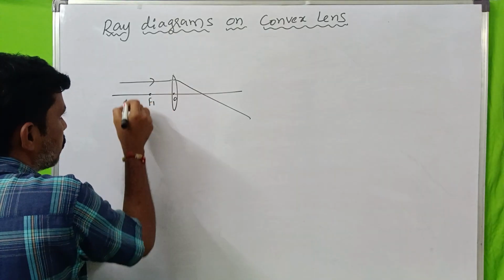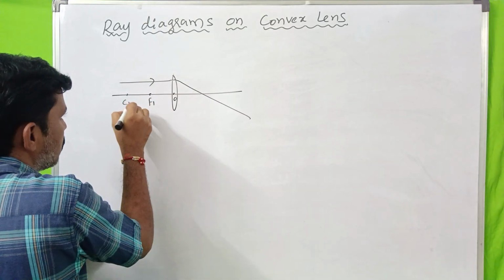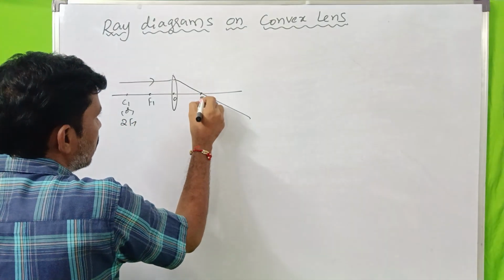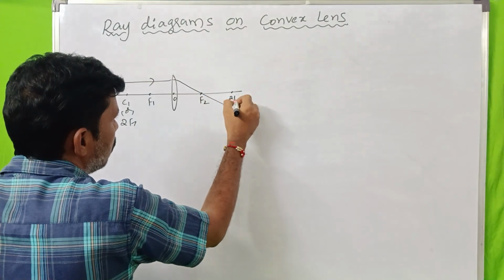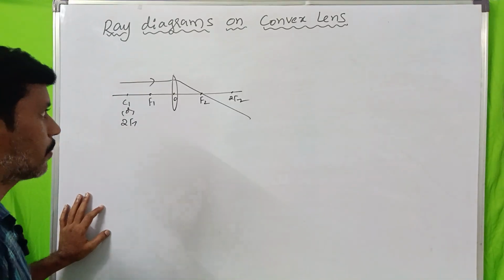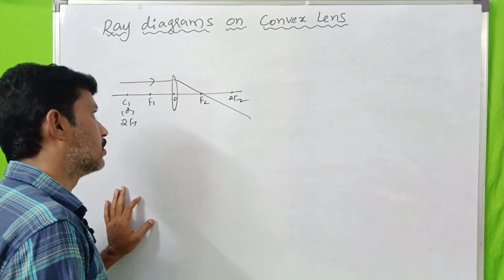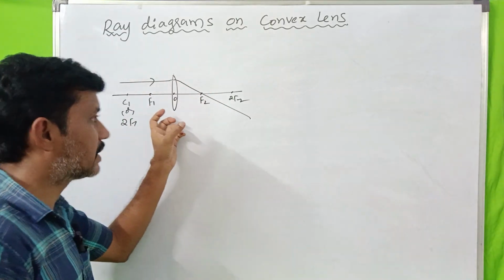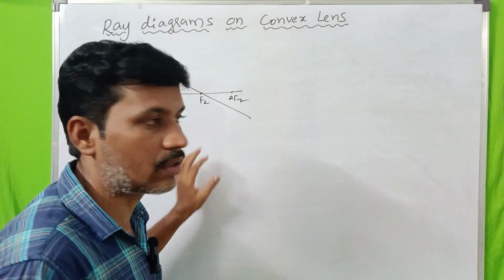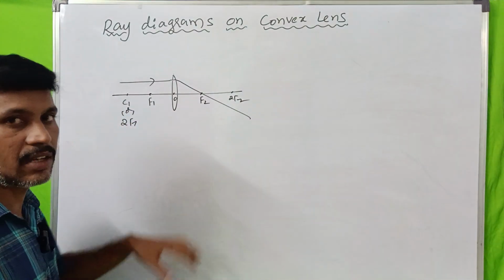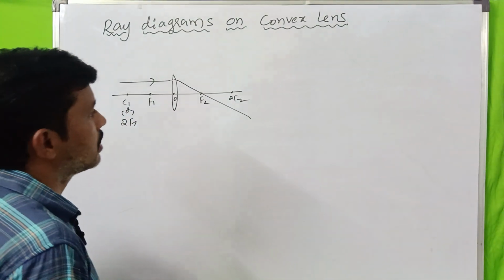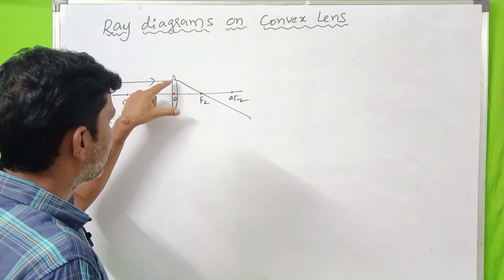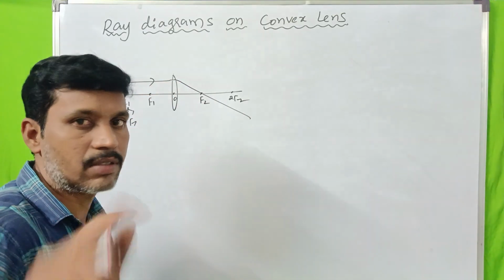So it has a focus point, and the center of curvature is represented by 2f1, and on the other side another focus point and 2f2. In another video you can see all the terms related to convex lens or concave lens and their definitions. Coming to the point, if any parallel ray, after refraction, passes through the focus point, this is one rule.